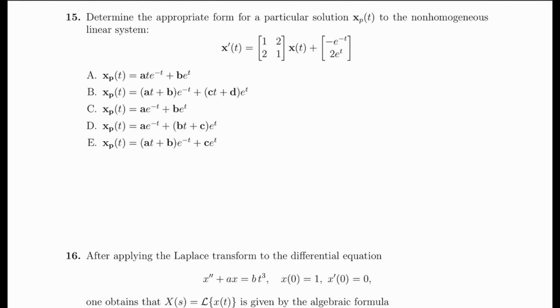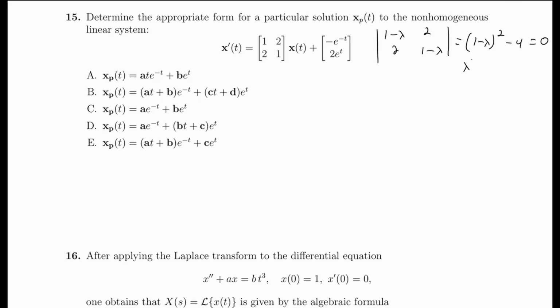This problem is asking us to find the form for the particular solution to this non-homogeneous system. The first thing we'll do is solve the associated homogeneous system. So we'll set this up like we normally do and find our eigenvalues first. So subtract λ from the main diagonal. Multiply your main diagonal and subtract your other diagonal and set that equal to 0.